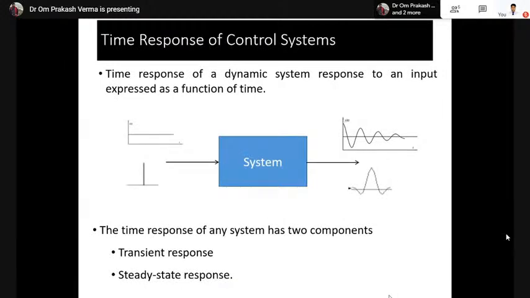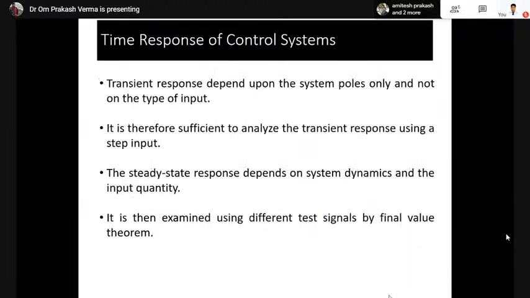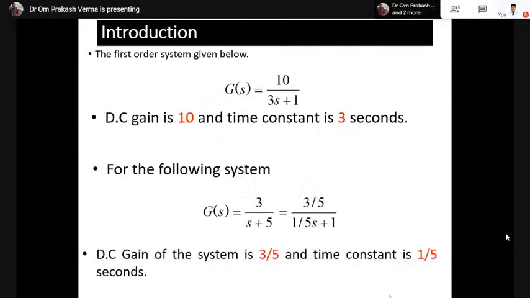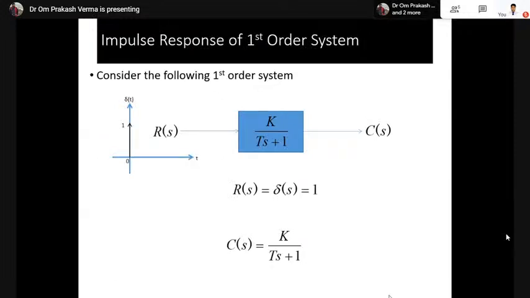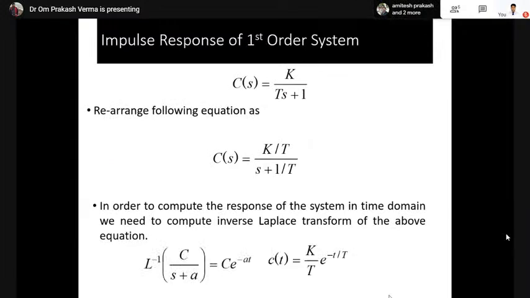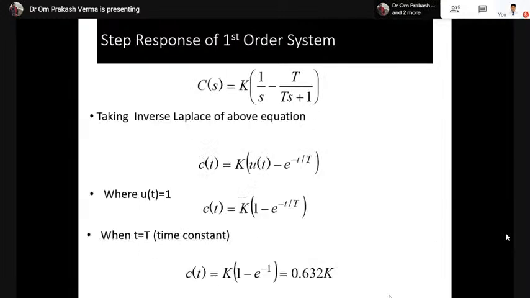We discussed the order and type of the system yesterday. We took one example, 1 upon s plus 1, found the transfer function is given by 1 by s plus 1, and determined the type and order of that system. Then we discussed the first order system and its response using the impulse input as well as the step input, and we checked the response of that system.